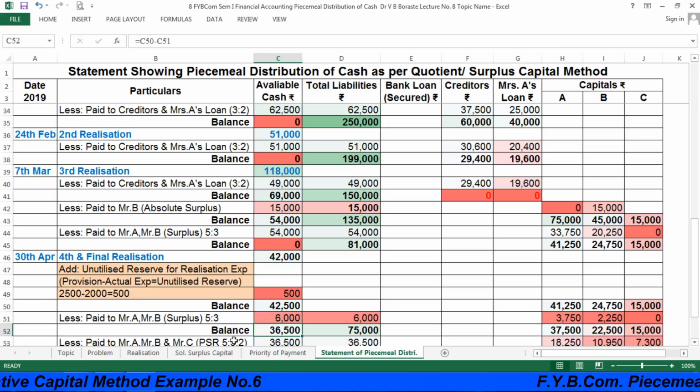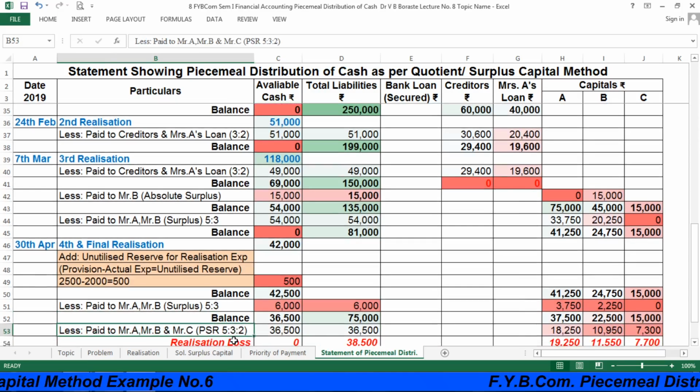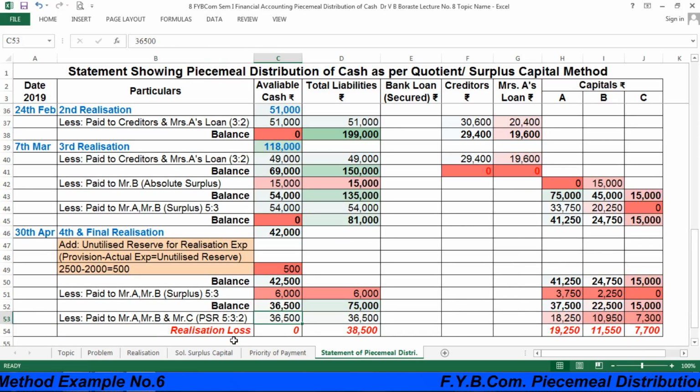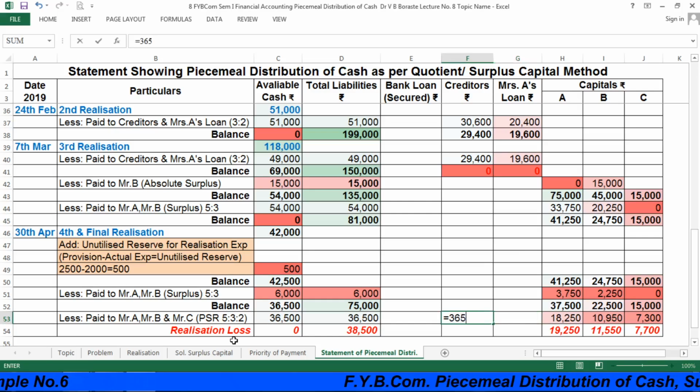Now we have a balance of rupees 36,500 and total liability is 75,000. So after the payment of surplus, we can pay all the amounts to Mr. A, B and C in their profit sharing ratio, that is 5:3:2. And here we have 36,500. We can pay 36,500 to A, B and C in the ratio of 5:3:2. So total liability will be reduced by 36,500. Mr. A will get 18,250. So here you can calculate 36,500 into 5 divided by 10.